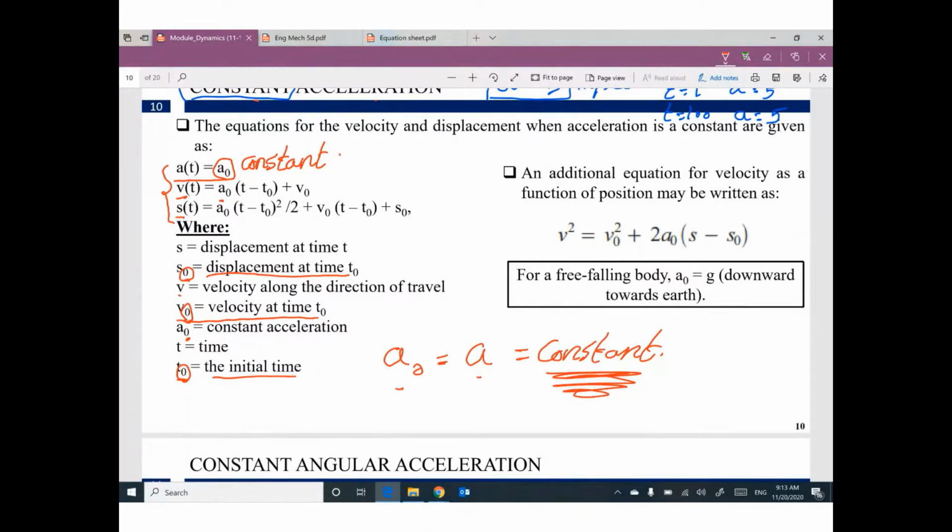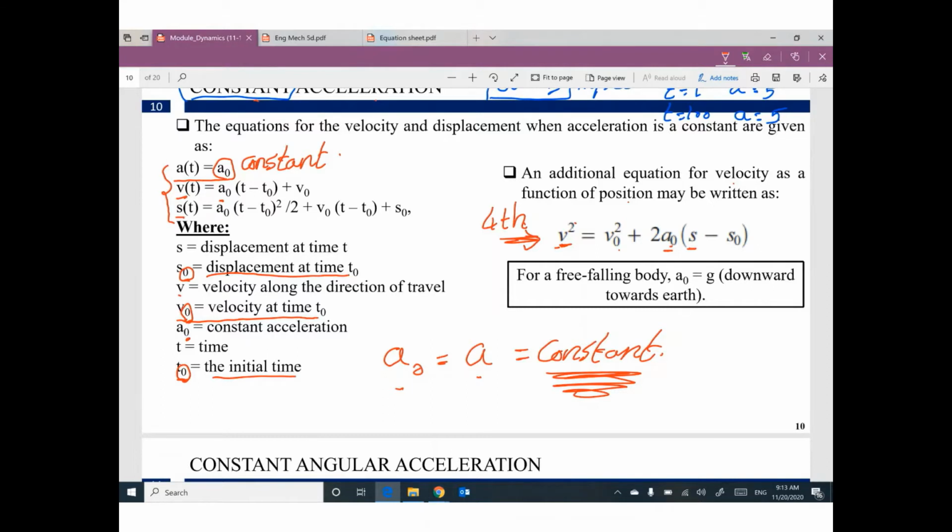We have a fourth equation that combines velocity, acceleration and displacement, all of them in one equation. We have an additional equation for velocity as a function of position, which may be written as v square equals v naught square plus 2 times acceleration times (s minus s naught).